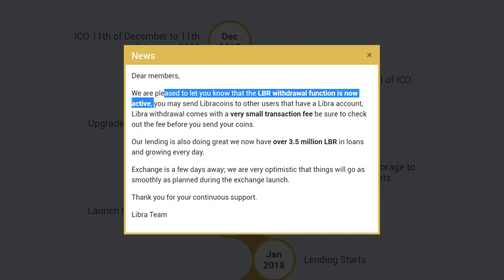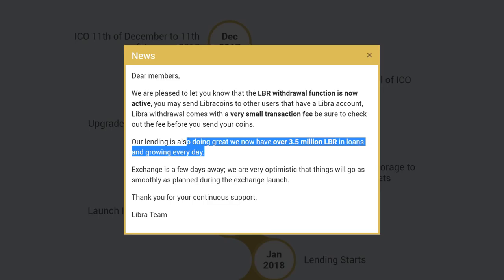The first thing I want to point out, dear members, this is on the main page of their website. Libra withdrawal function is now active. Haven't tested it, but haven't heard from anyone that it wasn't working. And more importantly, our lending is doing great. 3.5 million Libra in loans, growing every day. So that's really a pretty good loan amount. They opened up loaning at $5 several days ago. We've been taking a look at things, taking a look at social media, trying to decide what we're going to do, and we'll go over some of those details.